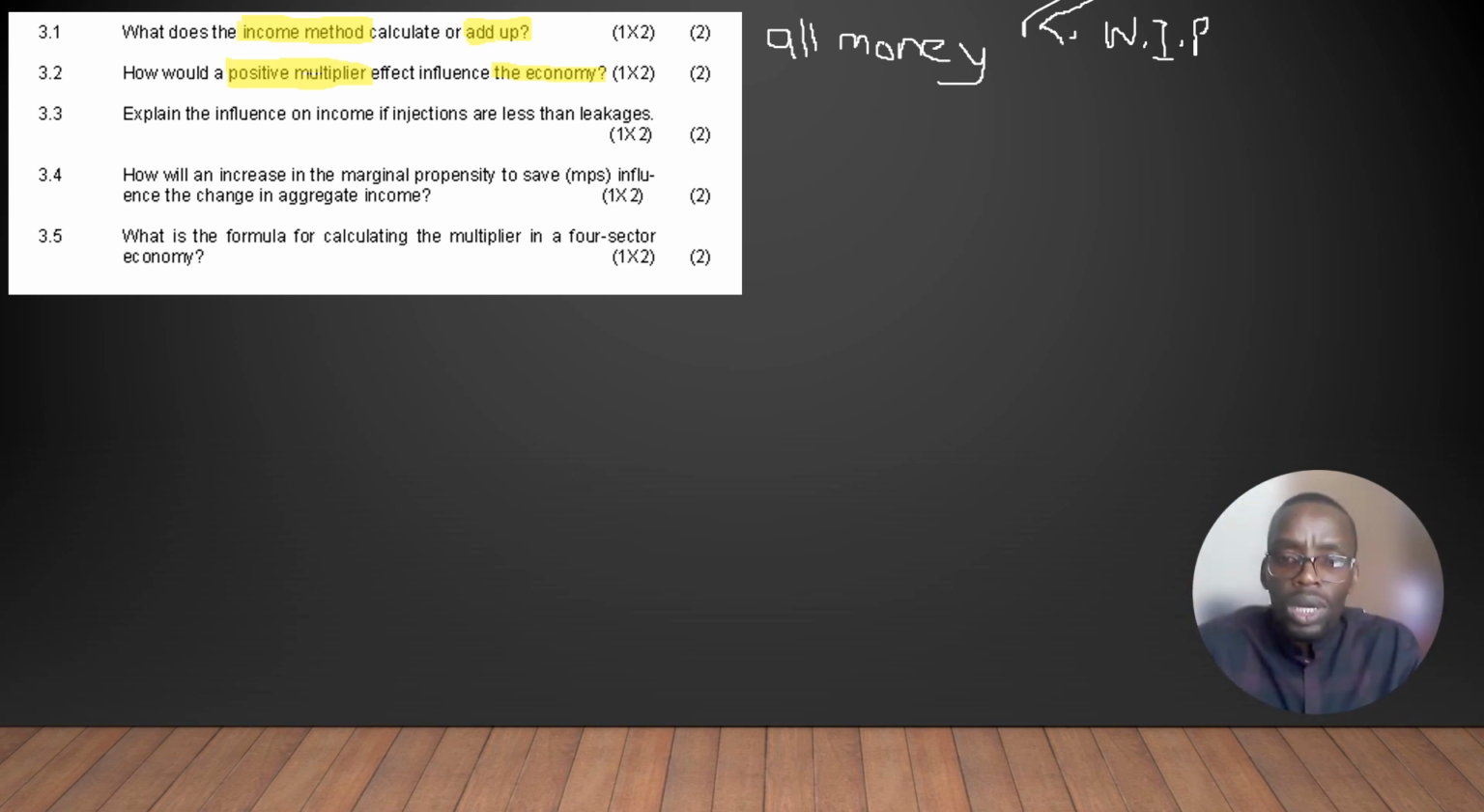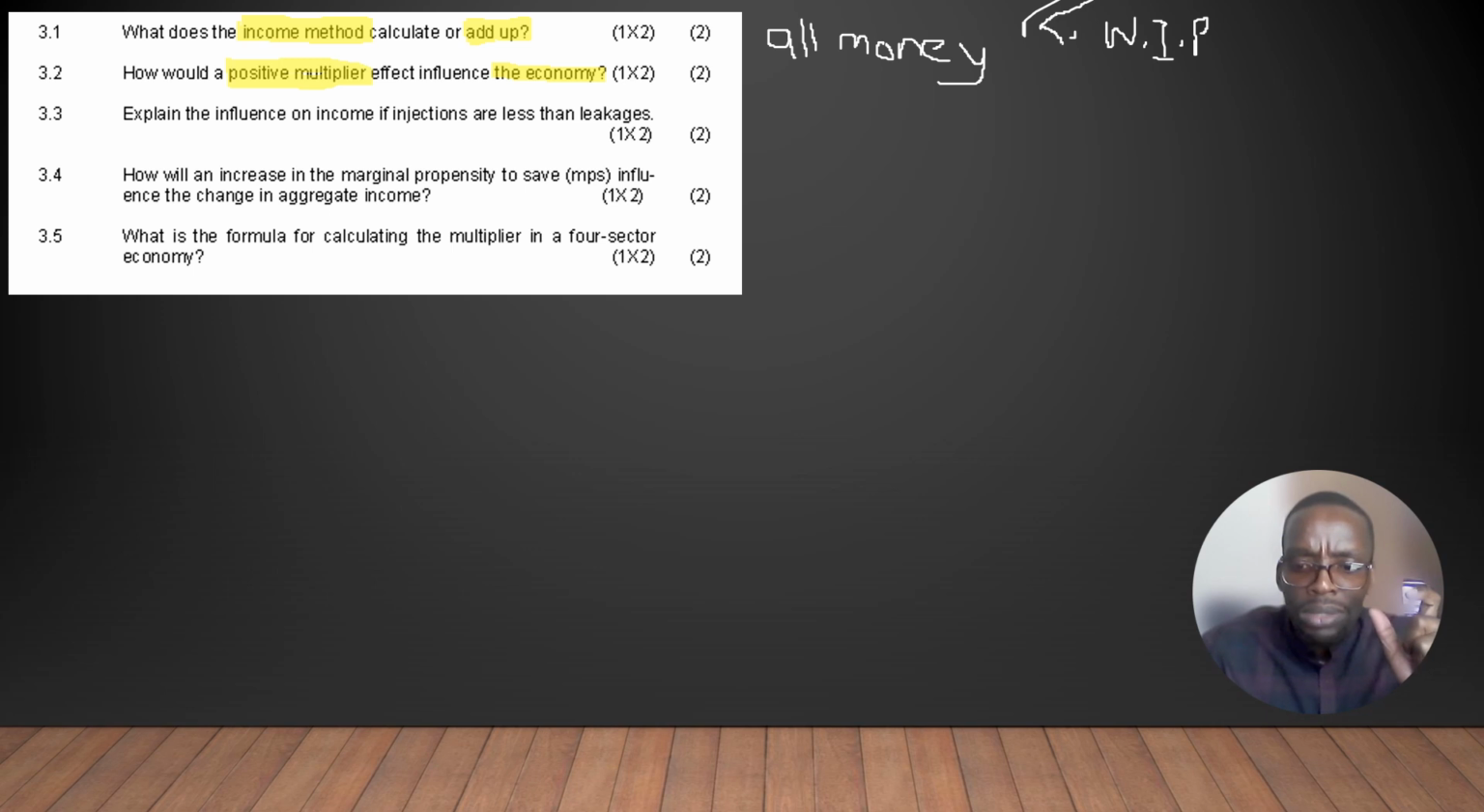Now this is what you need to understand. Normally when it is a positive multiplier, it means that firms can now start increasing production and selling more goods. Why? Because households and the other participants in the circular flow now have more money to buy goods and services. So what is the effect on the economy? It results in firms increasing production. That's the effect.